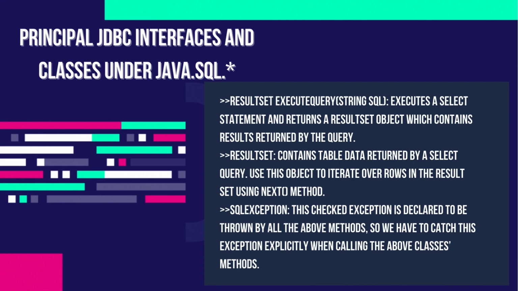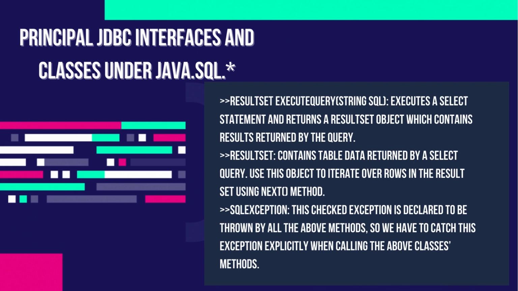In the previous part we left off with some principal JDBC interfaces, which is ResultSet. A query executes a select statement and returns a ResultSet object, and ResultSet contains the table data returned by a select query. SQLException is a checked exception declared to be thrown by all the above methods, which we had seen as the red color warnings, and we handle these with try-catch or throws.